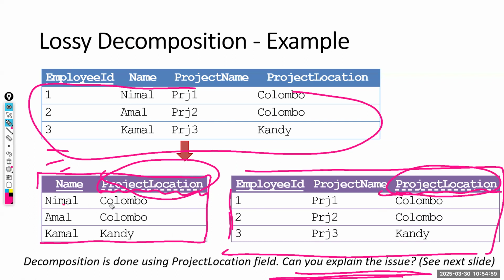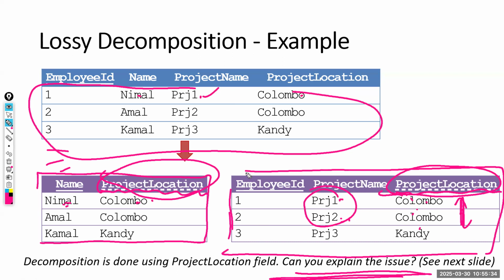But now you can see Nimal, Colombo, you have two projects. So then we don't know whether Nimal belongs to project 1 or project 2. But here we know that Nimal belongs to project 1, and project 1 just happened to be in Colombo. Now we know that Nimal is in Colombo, but in Colombo there are two projects. Earlier we knew exactly that Nimal belonged to project 1, but now we don't know whether Nimal belongs to project 1 or project 2. That means it's lossy. You don't have the same view as previously.